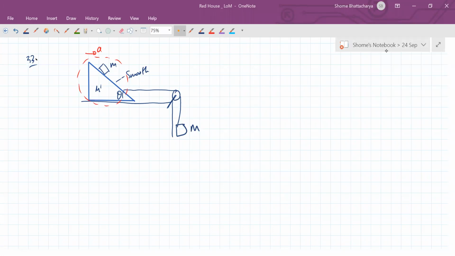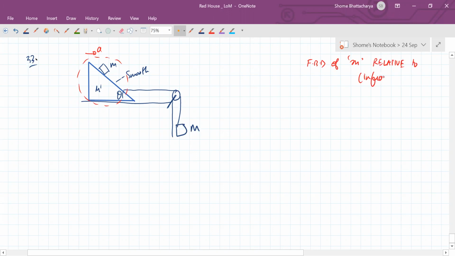Okay, so if you look at the FBD of the small block m relative to, or you can say in the frame of the wedge m prime. So in that wedge's frame, it should be at rest. Okay, its relative acceleration should be zero.